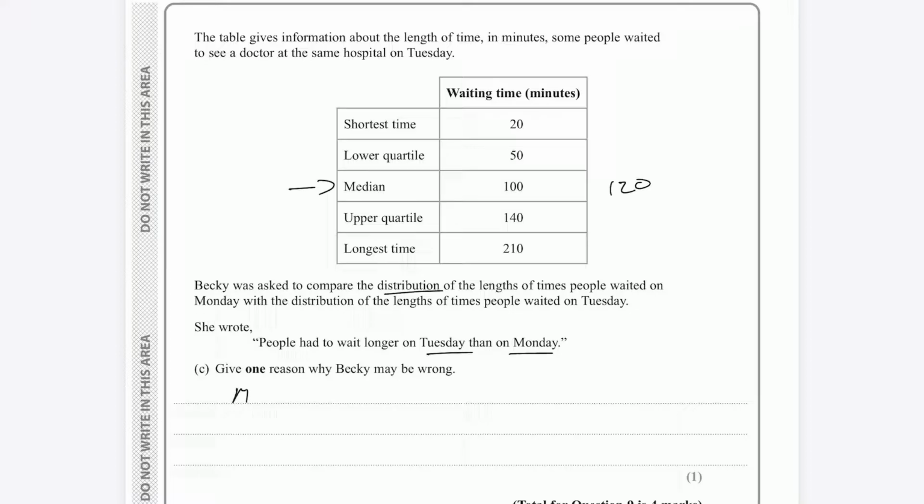So the median, she's saying they had to wait longer on Tuesday. So you can say that the median for Tuesday, which is 100, is lower than the median on Monday.